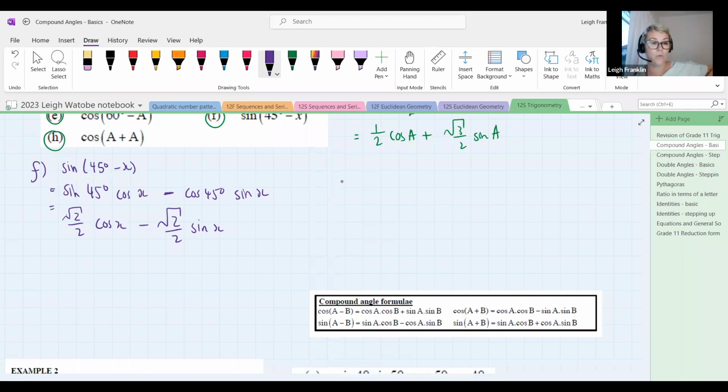Okay, so hopefully all of us had that answer as well. And then the last one, that's it, Lorato. Good, well done. Okay, the last one. Does anybody want to tell us what they had for the last one? Let's see who had their hand up first. Okay, iPhone. I'm sorry, I don't know who that is. Go for it. What did you have for cos A plus A?